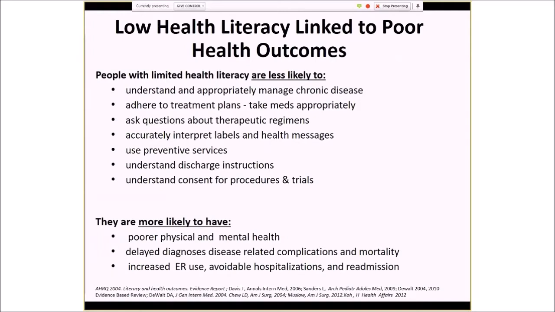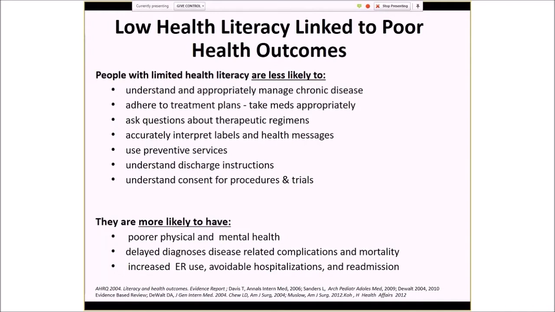Low literacy is linked to all kinds of things, but if you have low literacy, you're less likely to understand and appropriately manage your chronic disease. If you have diabetes, there is so much stuff you need to know and do. To adhere to treatment plans, to take medicine appropriately. Increasingly in cancer, people are given oral chemo. It is life-saving. It is no longer a terminal illness, but you have to be very adherent with your meds. If you have low literacy, you're less likely to ask questions. You have to have the words and the confidence to ask the questions.